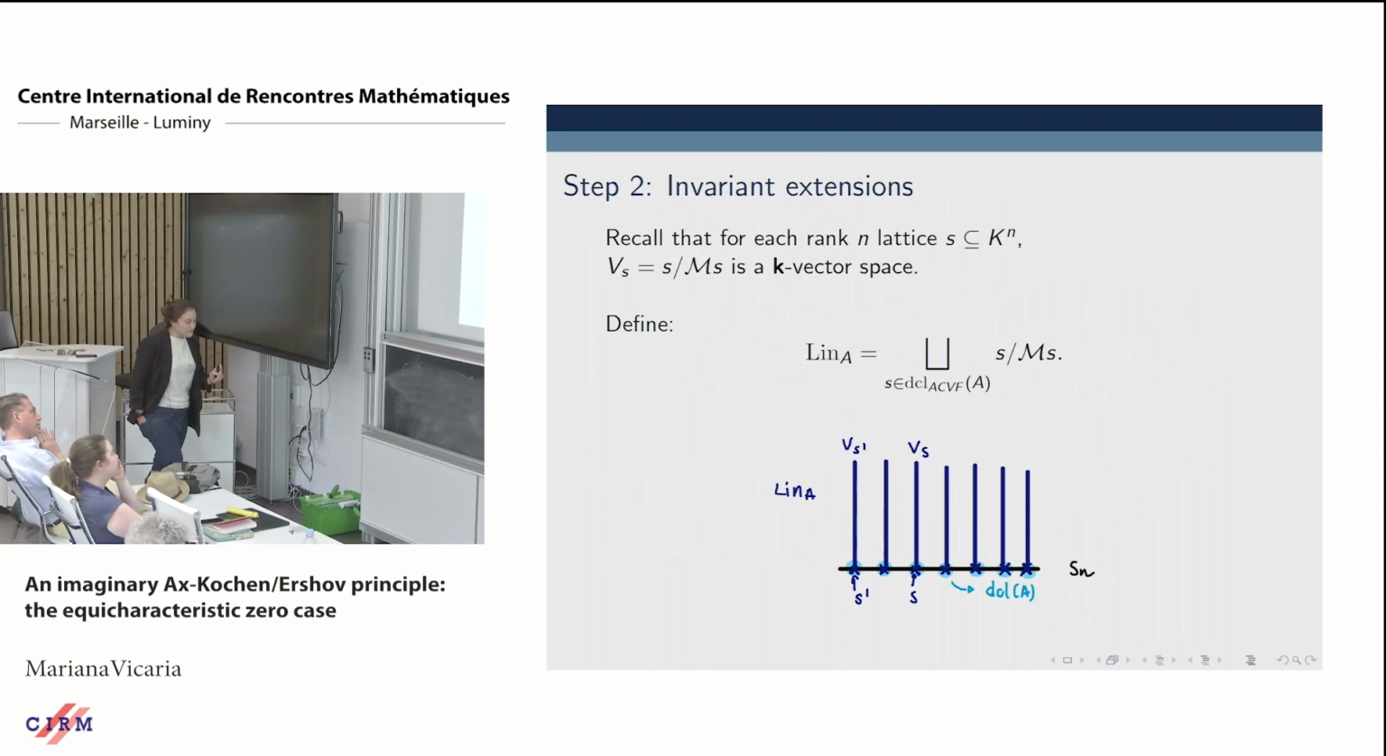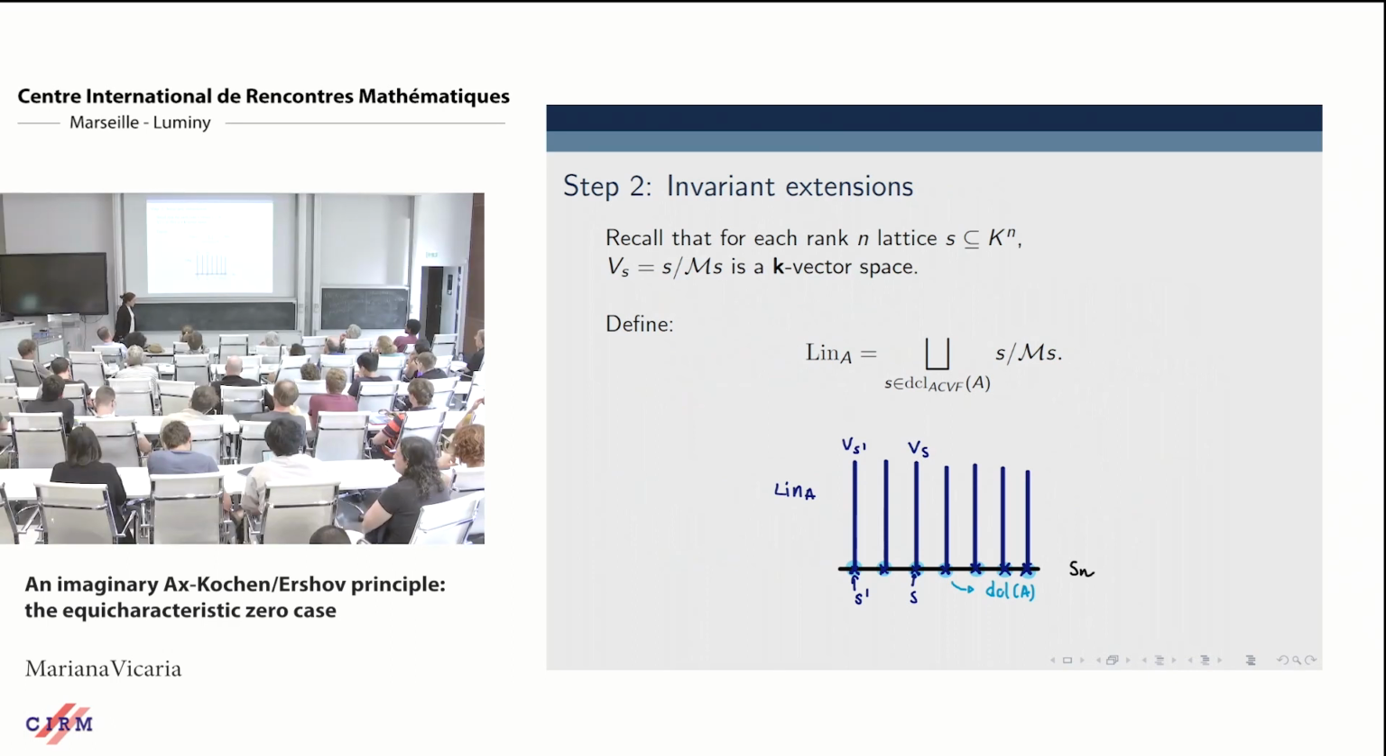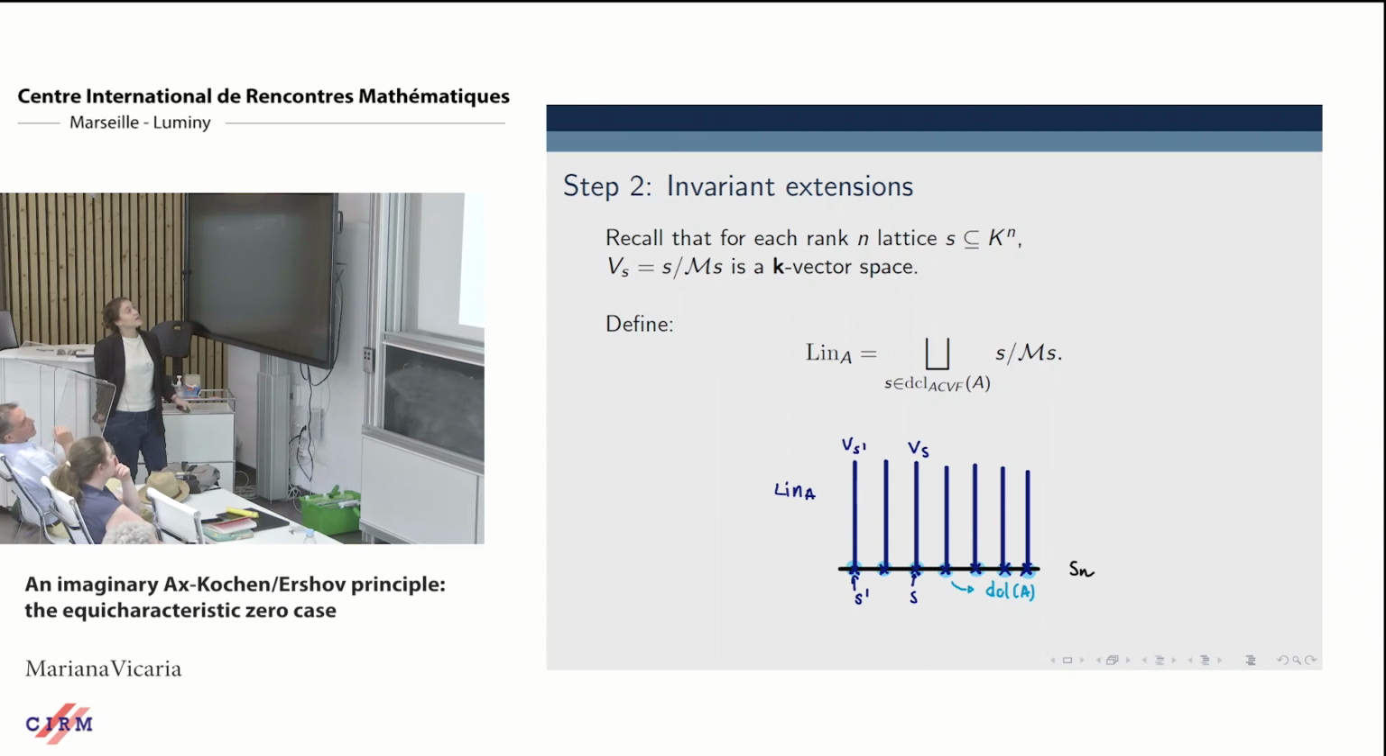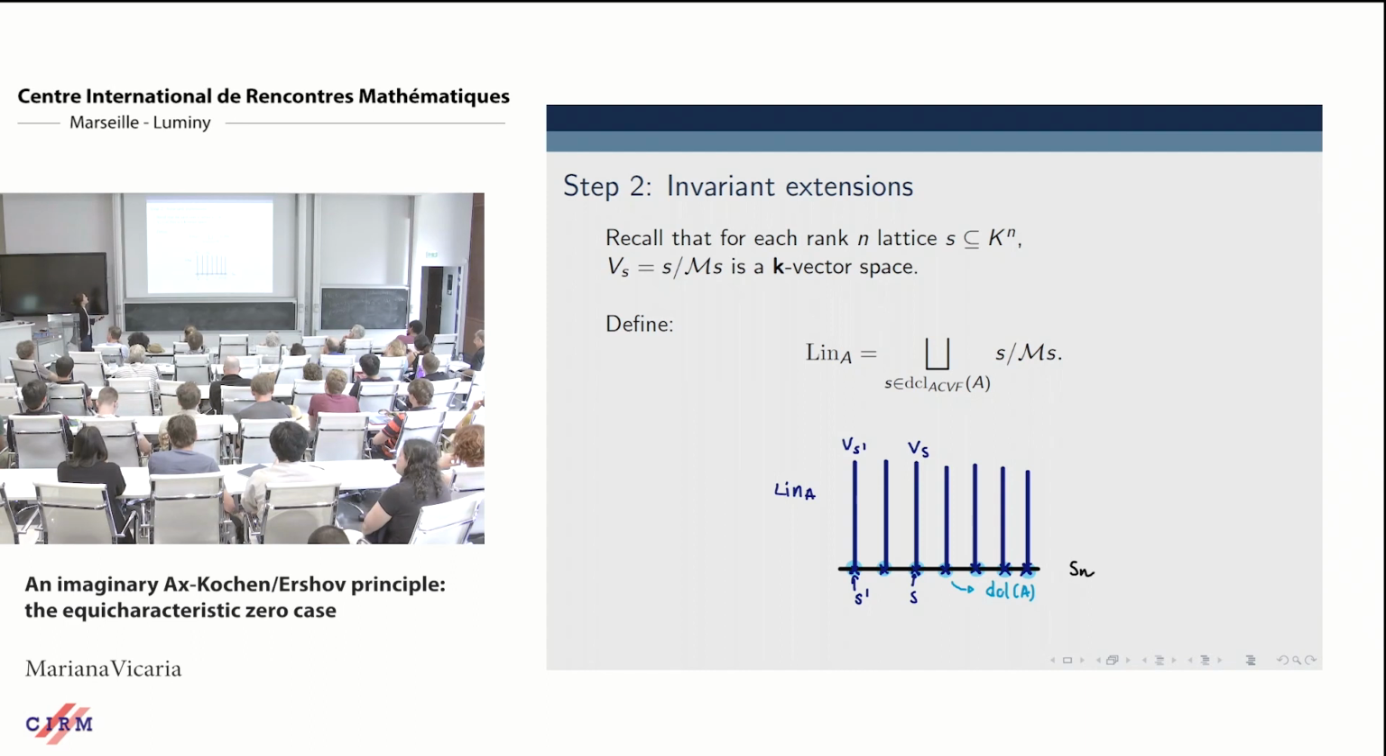So now I want to start moving to the second step: how do we actually build invariant extensions? Let's get back to the setting. Say you have a lattice of rank n in k to the n. Remember that we always have an associated vector space over the residue field, obtained by taking the quotient of the lattice by the maximal ideal. I'm going to define lin A, the collection of all these vector spaces that we obtain as we vary over lattices that are definable over A in the sense of ACVF, or L1.